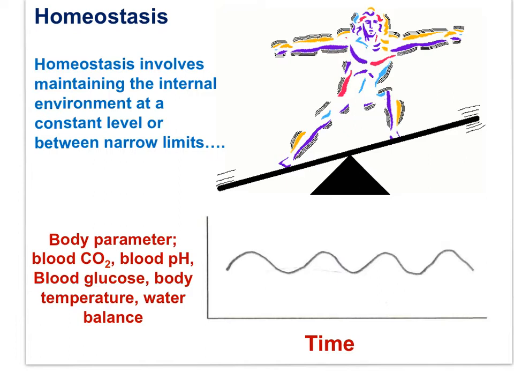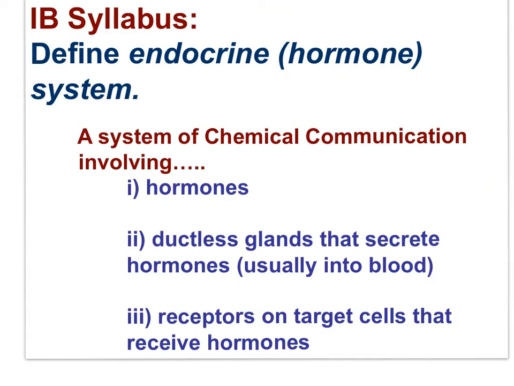And these parameters display oscillations over time, as you can see here. The oscillations are gentle increases and decreases and increases as the negative feedback mechanisms maintain the parameter, whichever one it is, around a set point. These parameters are homeostatically controlled: blood carbon dioxide, blood pH, blood glucose, body temperature, and water balance. So that brings us to the endocrine system, which is a system principally involved in maintaining homeostasis.